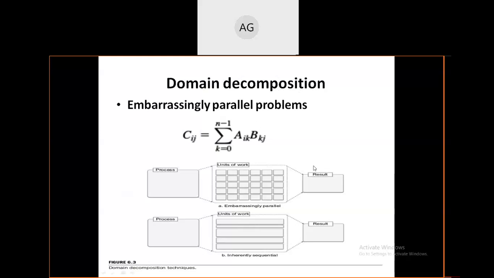So in this parallel problem, we need not synchronize any different threads. Just take this example. On one side we are using the processes, and in the center, the embarrassingly parallel method. So we are using some unit of work. Just you can see here, there are n number of boxes. So this is one unit of work.